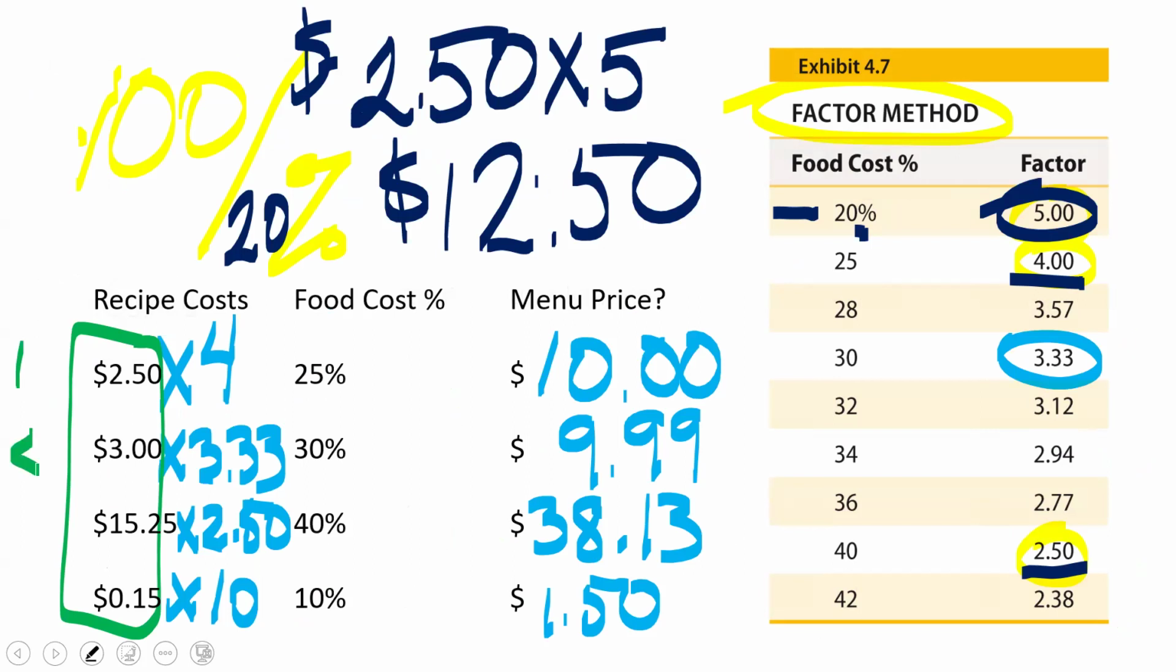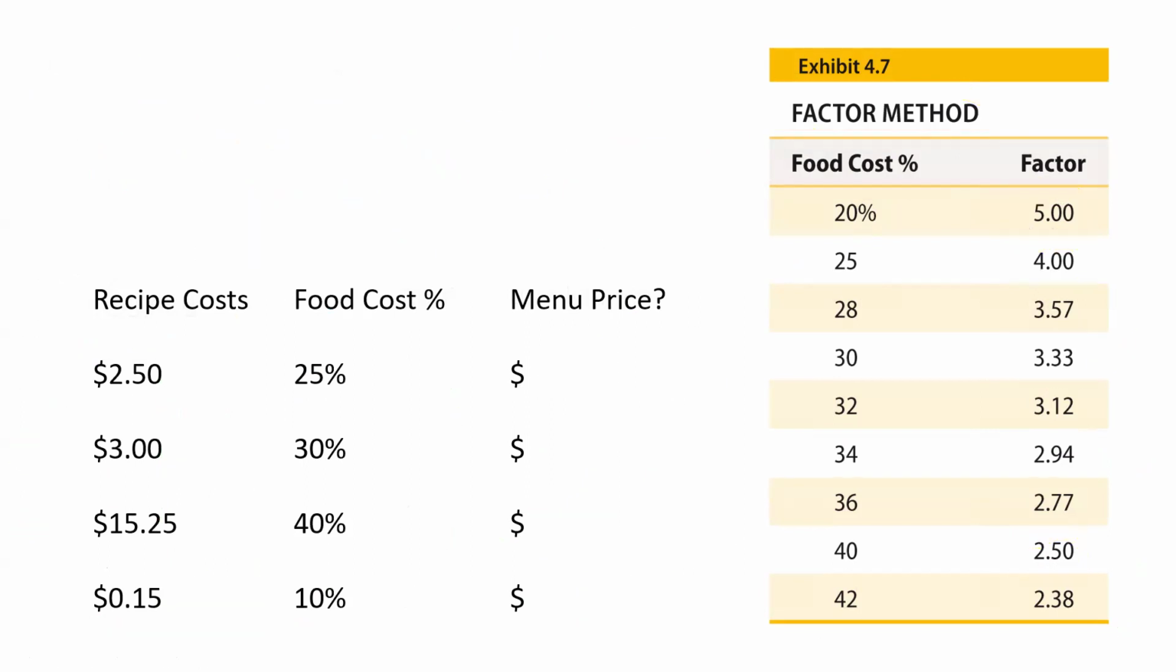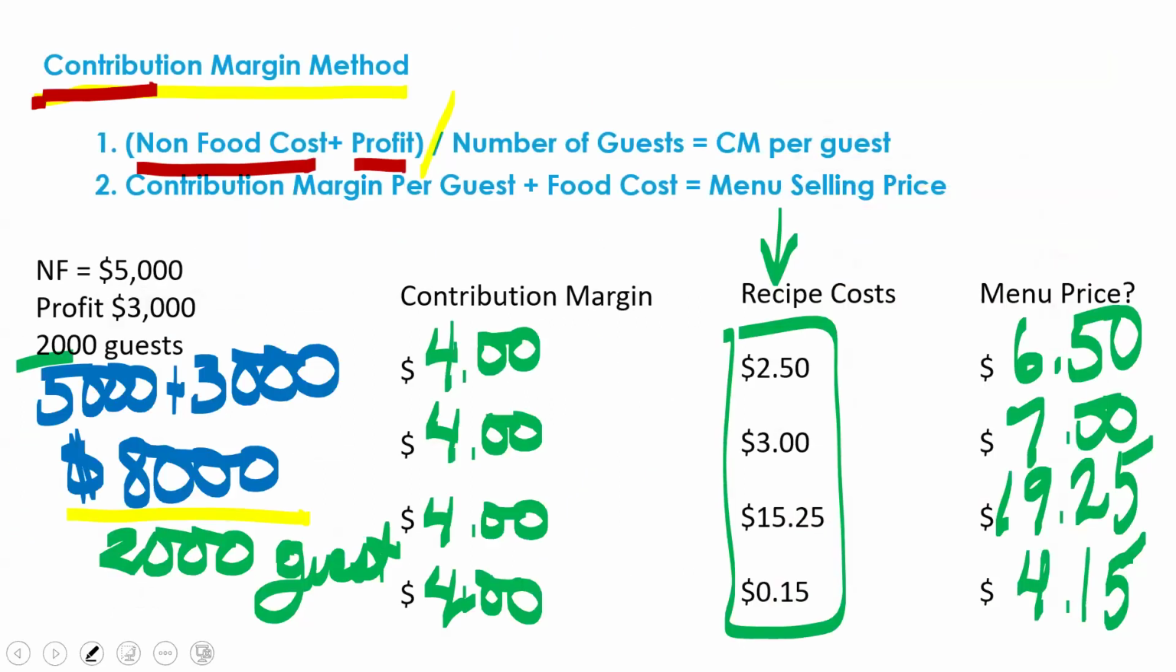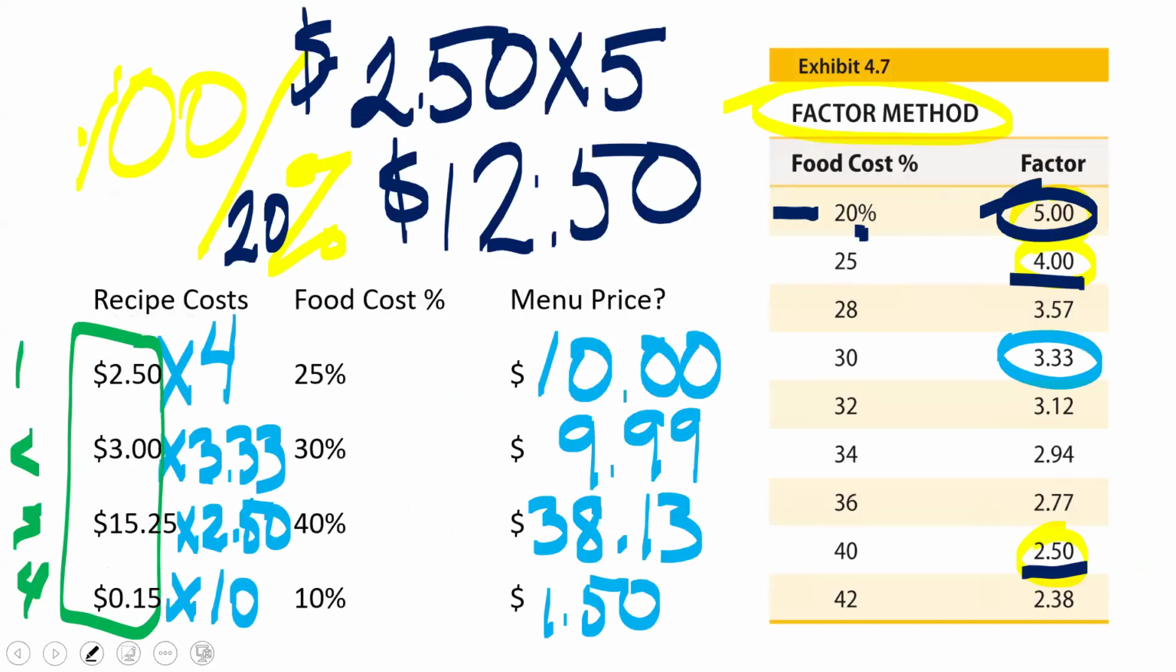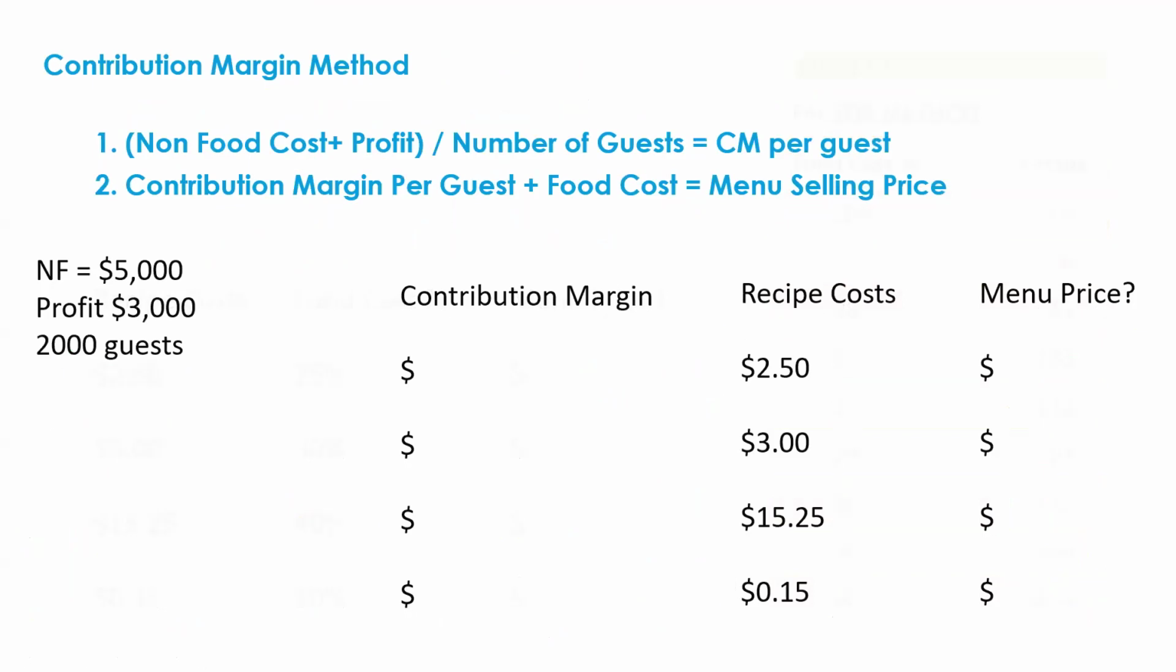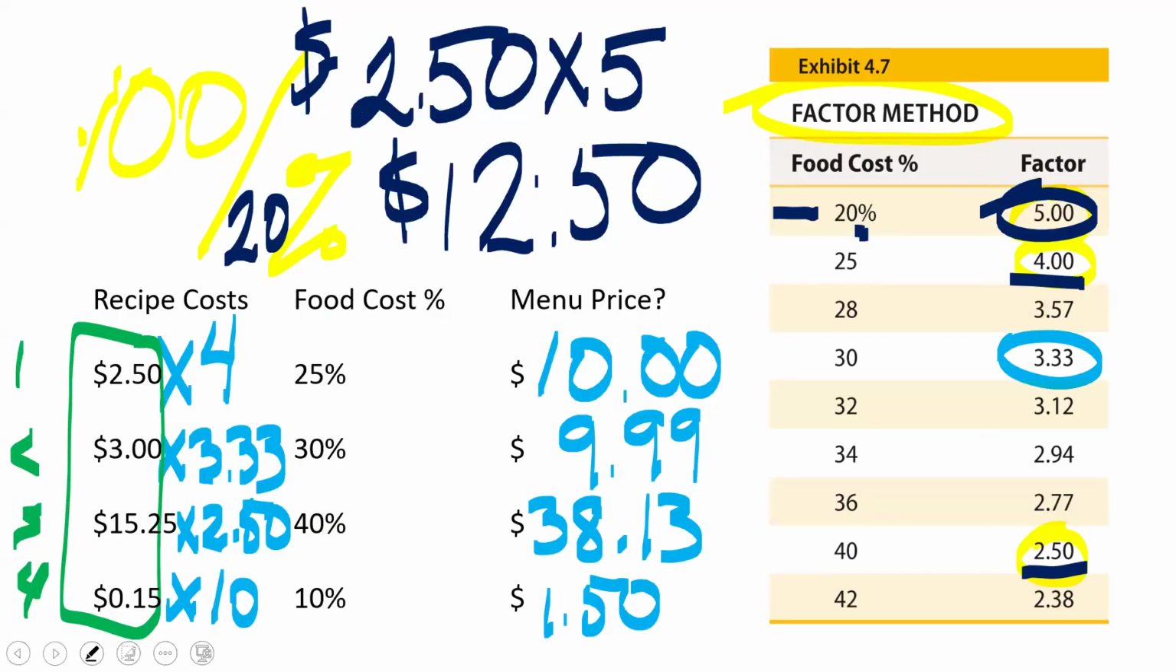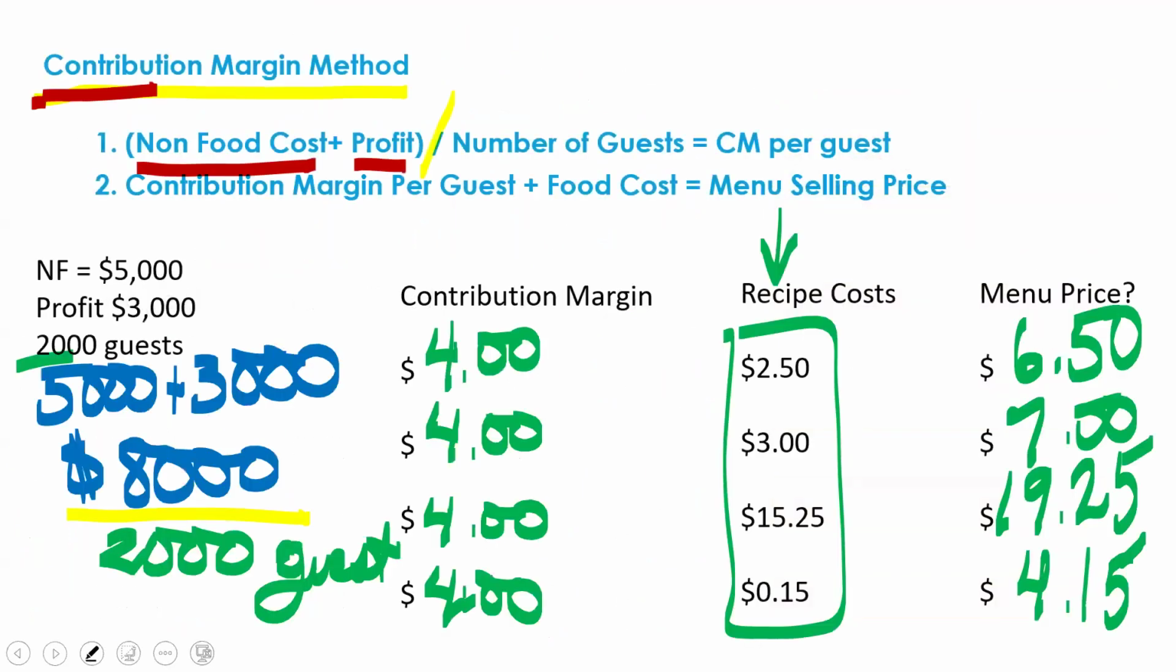So 1, 2, 3, 4. Which numbers are the most significantly different? 3 and 4, right? We went from $38 and $1.50 to $19 and $4.15, right?